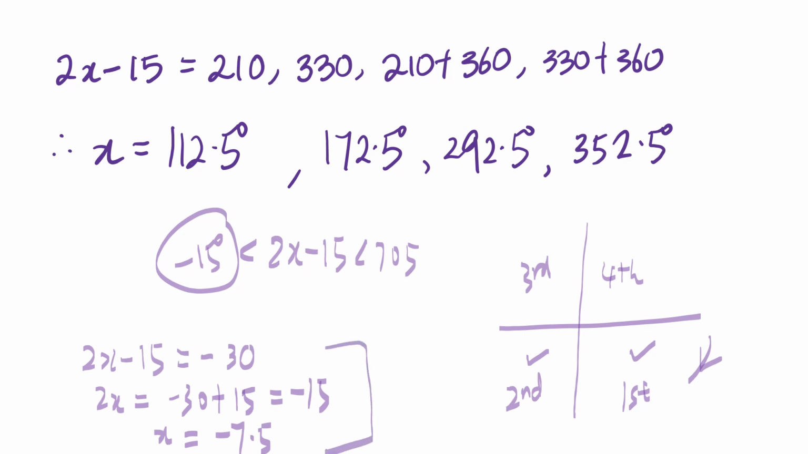But after solving it, you realize that the answer you get for x is negative 7.5. And that it's outside the range that you need to find for the value of x. Your value of x must be between 0 to 360. So negative 7.5 is not within the range that you need to find for the values of x. Okay, as a result, we don't have to consider this.